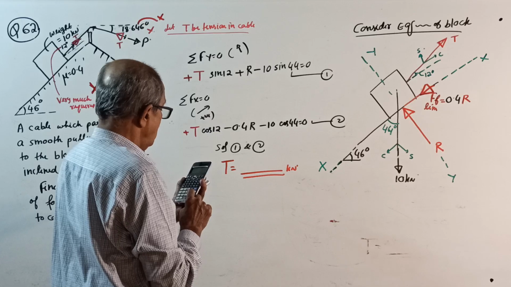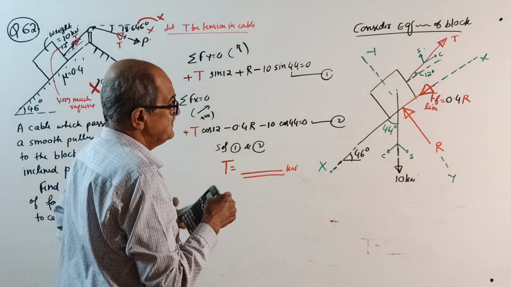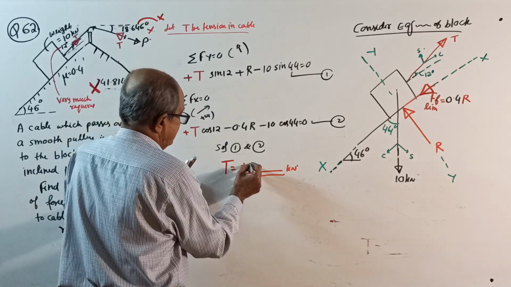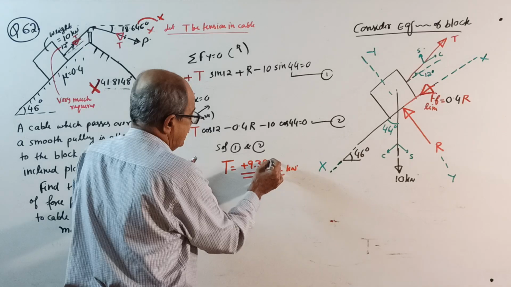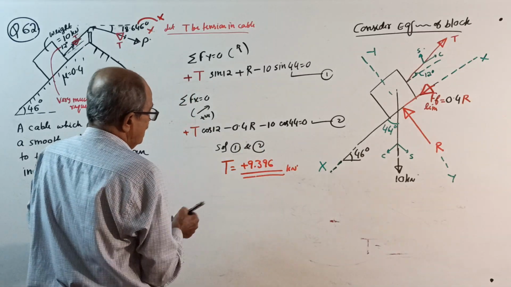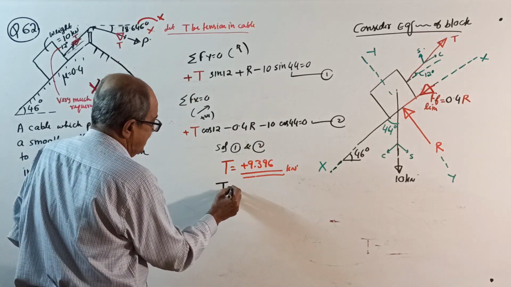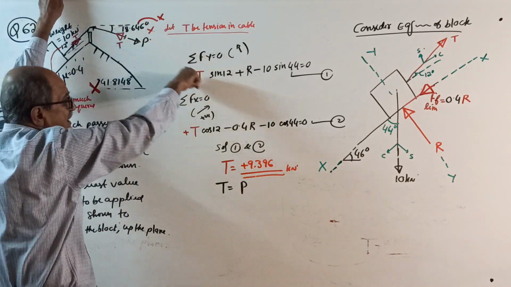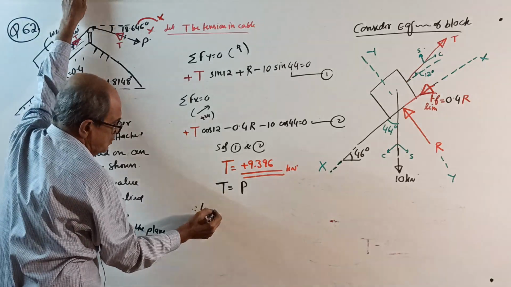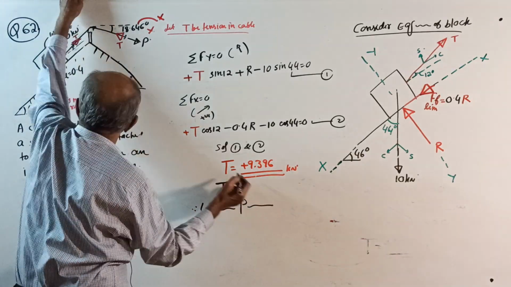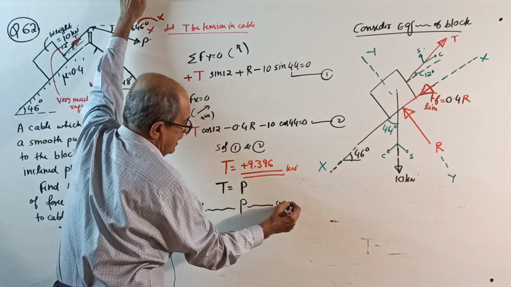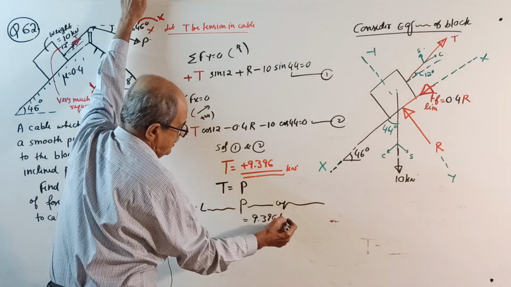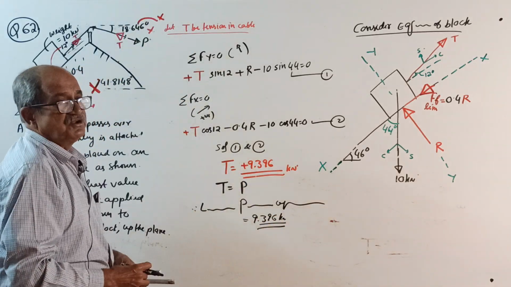The answer is 9.396 kilonewton. Then write: whatever tension in the cable T is the force P. Whatever force you are applying is T. Therefore the least value of force required, P, to move the block up the plane is 9.396 kilonewton. Over. Two questions solved.